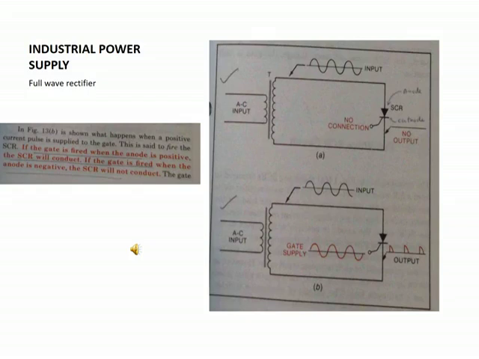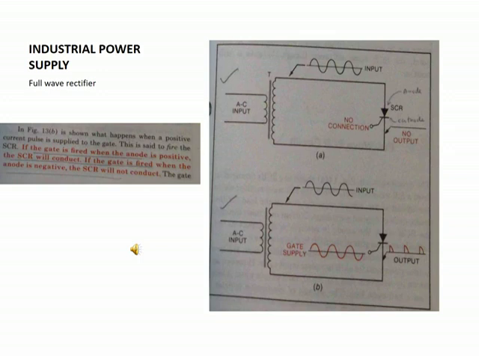Today's lesson is BAE408, power electronics, industrial power supply system. In the industrial power supply system, DC voltage is widely utilized, but most of the electrical supply voltage is AC voltage. So this AC voltage needs to be converted to DC.